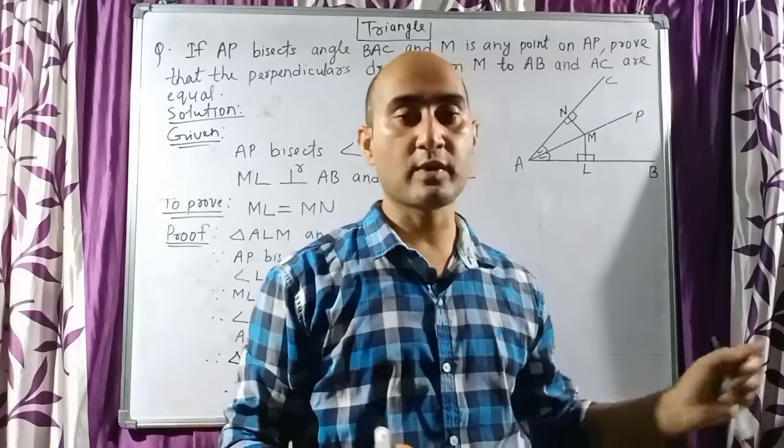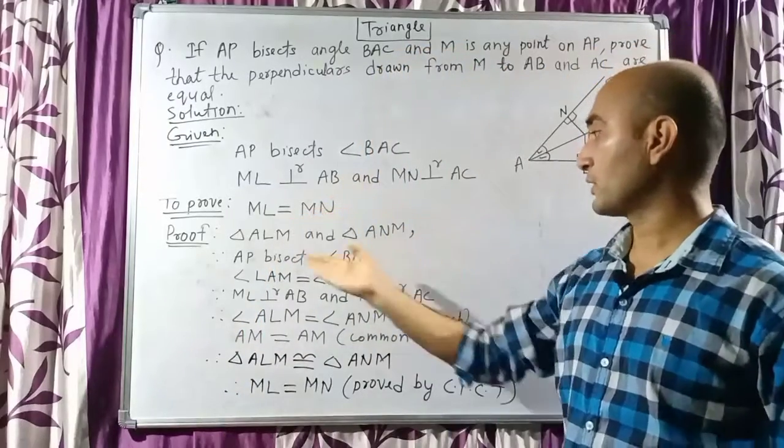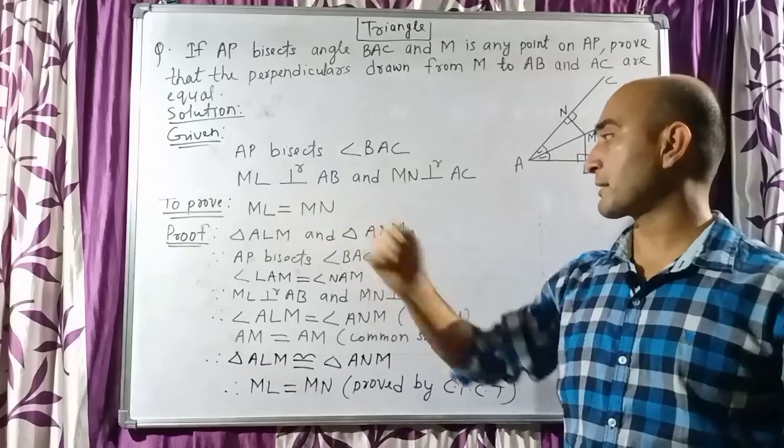So this way, children, we have proved the question. As per the question, we have proved the required part, that is ML equal to MN.